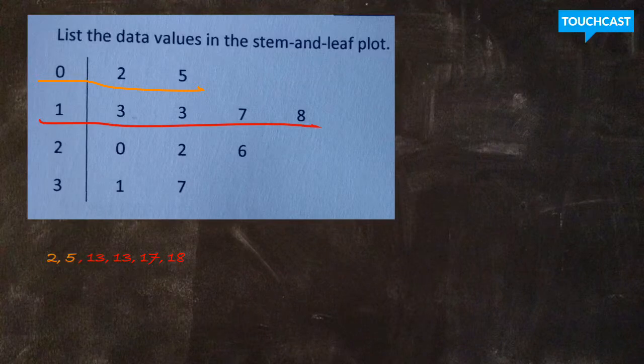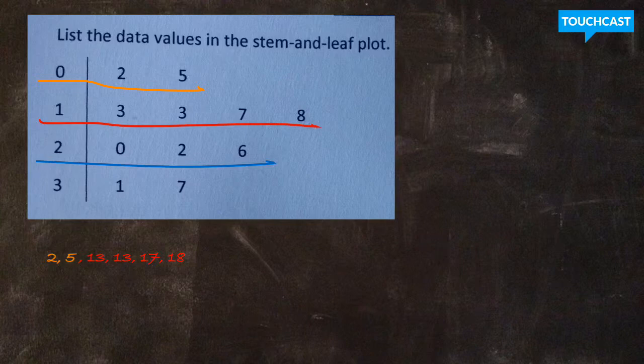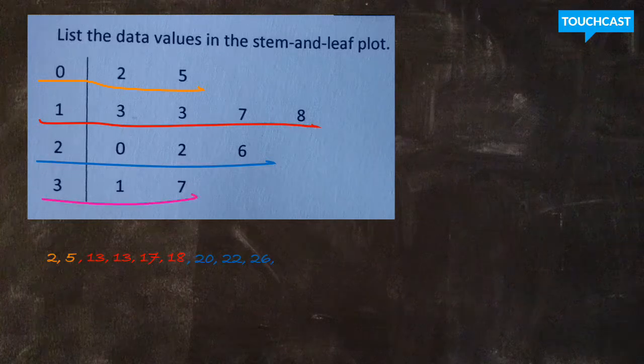Next we'll look at the third row, where our stem is 2 and our leaves are 0, 2, and 6, which means in our list we will be adding 20, 22, and 26. Finally, we look at the last row, where we've got 3, 1, and 7. 3 is our stem, 1 and 7 are our leaves. So we will be adding 31 and 37 to our list.